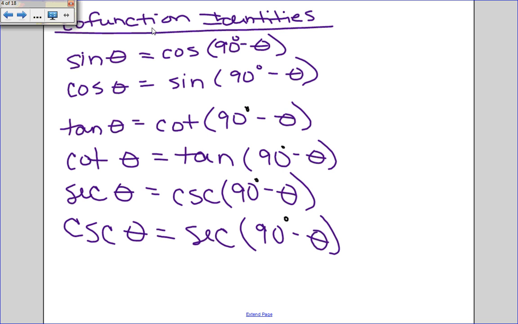The sine of theta is equal to cosine of 90 minus theta. The cosine of theta is equal to sine of 90 minus theta. Tangent of theta is cotangent of 90 minus theta. And you can read the rest of them and copy this down. Same concept. Again, they're just cofunction identities.